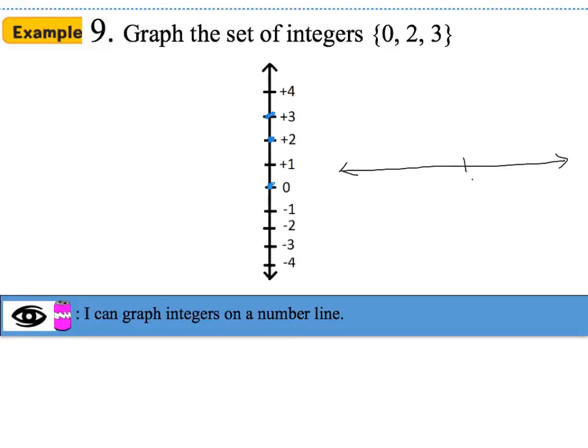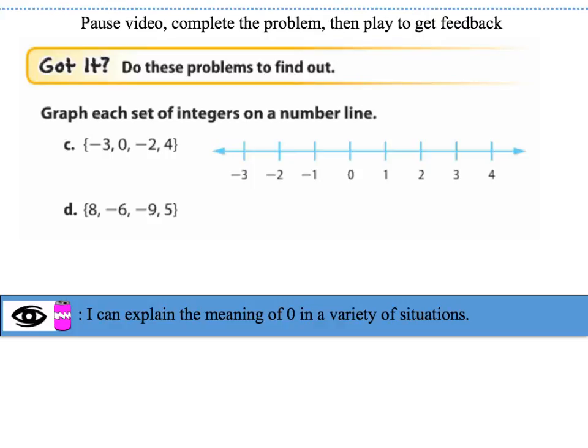We can also graph these numbers on a horizontal number line, one that goes left to right. Let's label 0 in the center, and let's put a dot above that, because that's our first integer. Our second integer says to go to +2, which is on the right hand side of 0. This is +2 here. And then our last integer is +3. That's also going on the right hand side of 0 because it's in the positive region. And let's label that +3. So let's pause the video, complete these got it problems, and then play it back for some feedback.